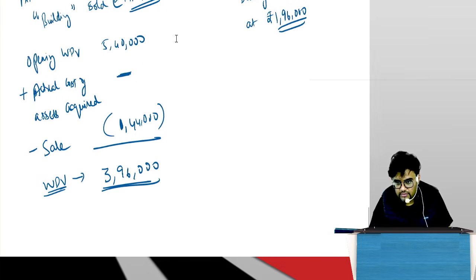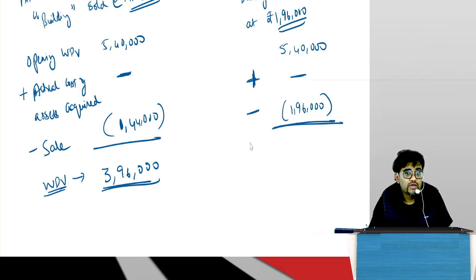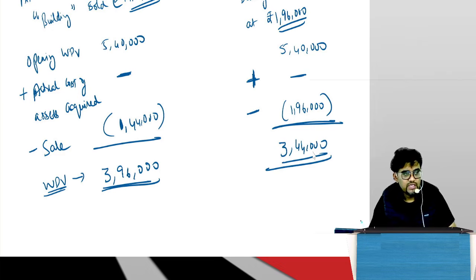Let's stop here. Opening WDV will be 5,40,000. Actual cost of assets acquired nil. Sale value 1,96,000. What is the closing WDV? The second case, how much did it sell for, guys? 1,96,000. Yes or no? What is the closing WDV? 3,44,000. I understand this is before depreciation.